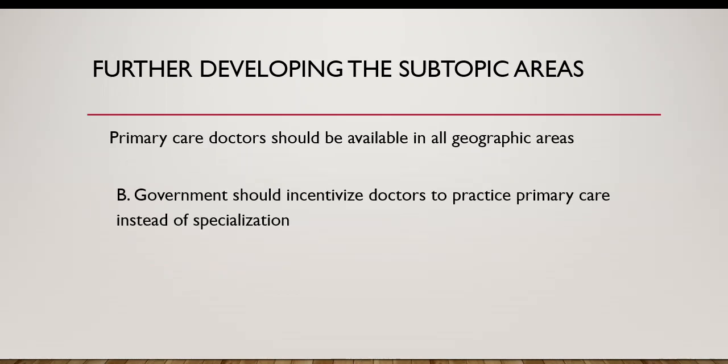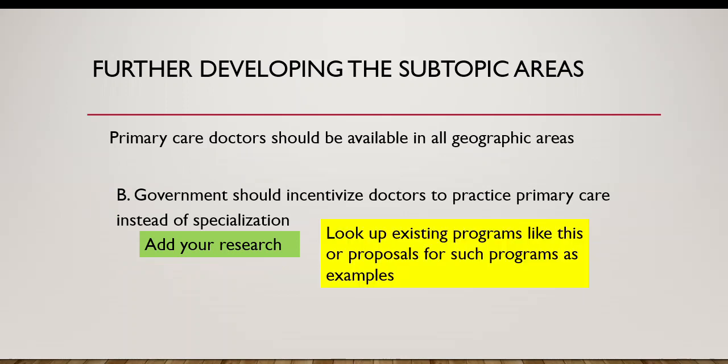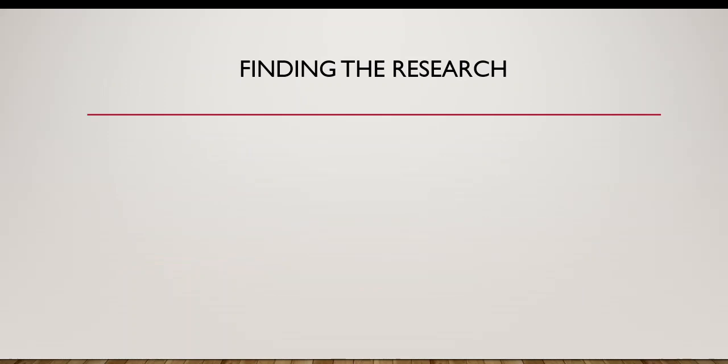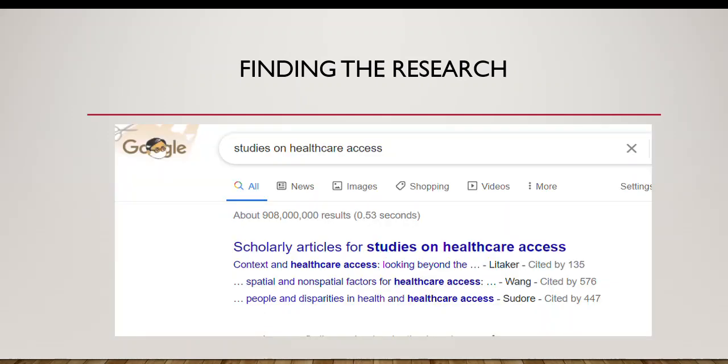Now, a second subtopic area is that government should incentivize doctors to practice primary care instead of specialization. Again, we'll add research there as well. We'll look up any existing programs that there are out there, or if there are proposals for such programs as examples. So this is the very methodical way you begin to find research to support your points. Okay, now, step one, finding the research.